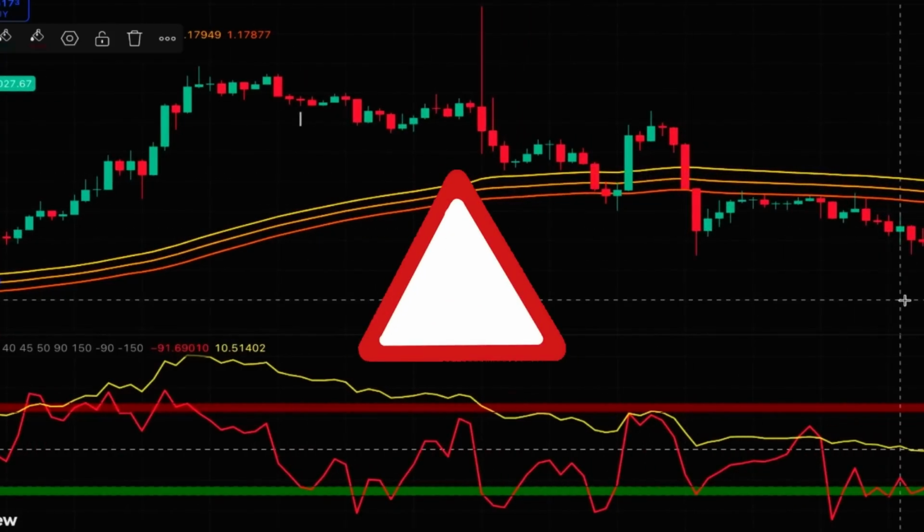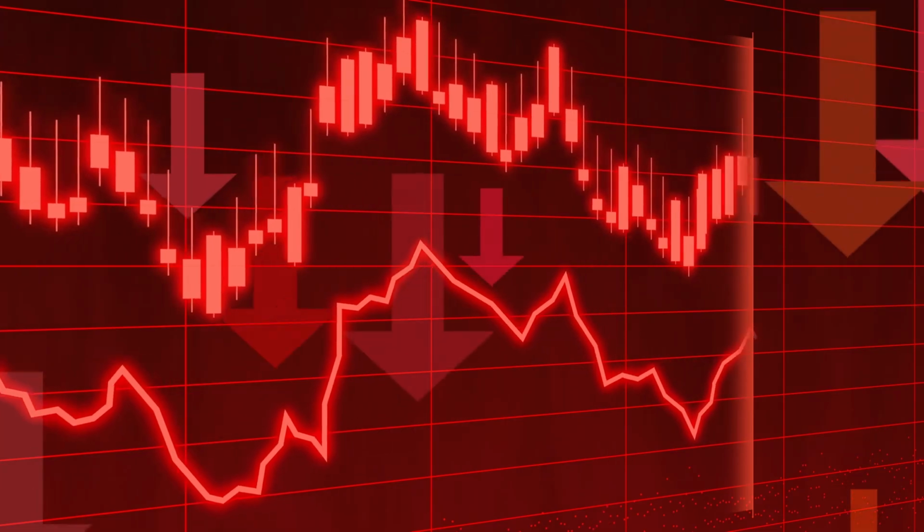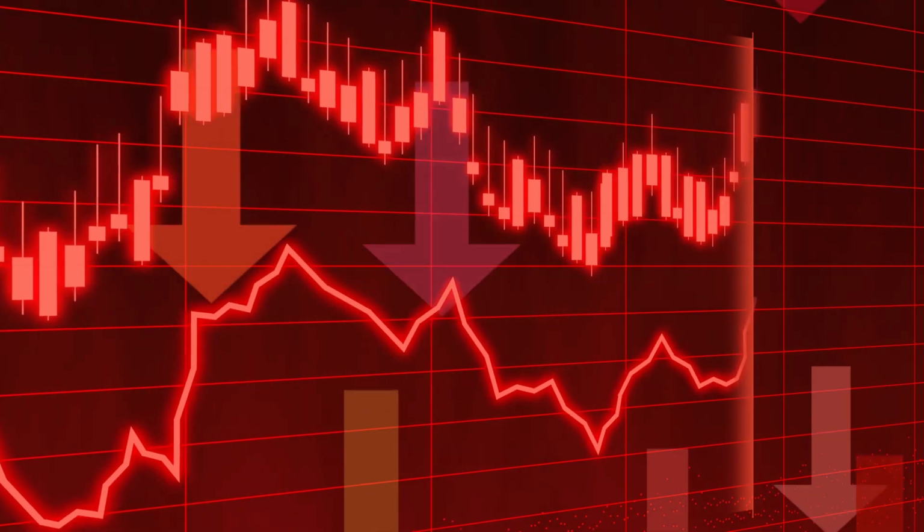Please pay attention that although this trading strategy is very accurate, it doesn't mean you will not have false signals. There is no trading strategy or method with guaranteed signals, and losing positions are always part of the game, and you need to manage your risk properly.